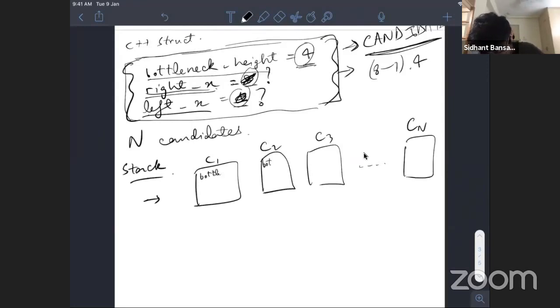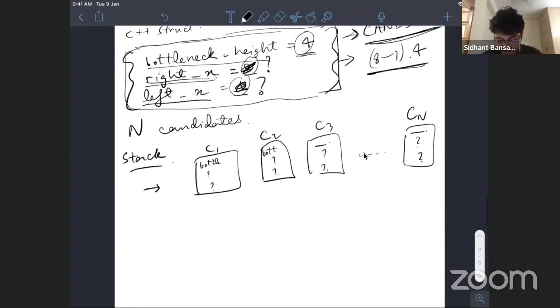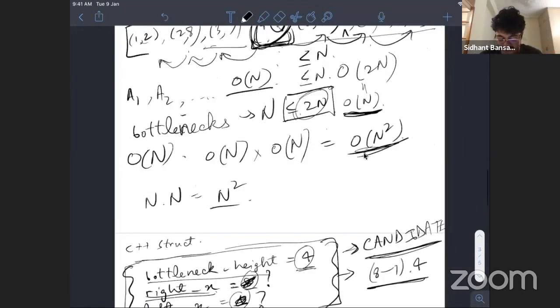All of them know their bottleneck. None of them know their right x, and none of them know their left x either. If everyone knew their right x and left x, we'd be done. We can just calculate these areas and take the max. But we don't know the rights and the lefts, and calculating them naively is n squared. If we calculated them using the old method that we showed here, that's slow.